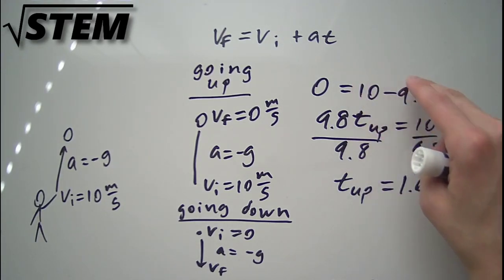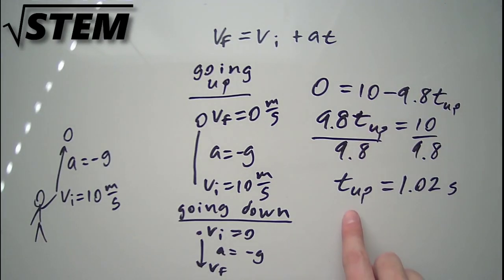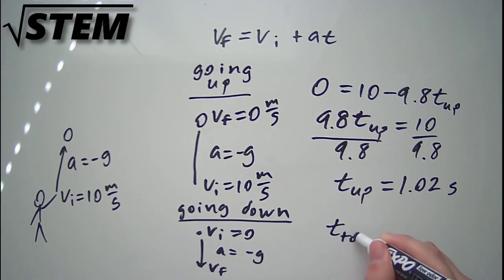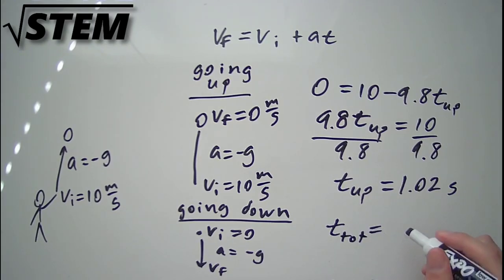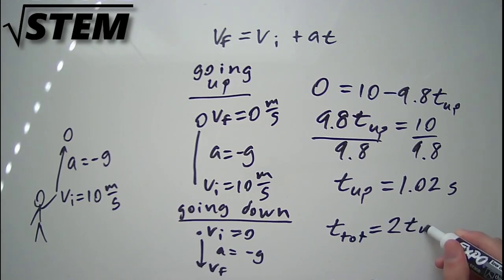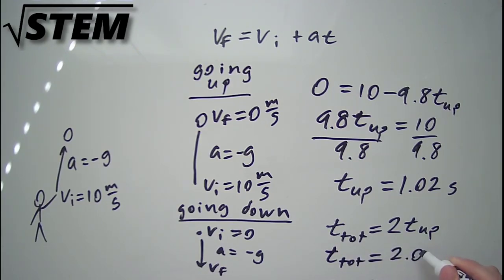And in fact, if we worked out the equations using that, then we would find that the time it takes to go down is exactly the same as the time it takes to go up. So that tells us the total amount of time it takes to go up and back down is just 2 times the amount of time it took to go up. So our total time is equal to 2 times the amount of time it took to go up, and of course that will be equal to 2.04 seconds.